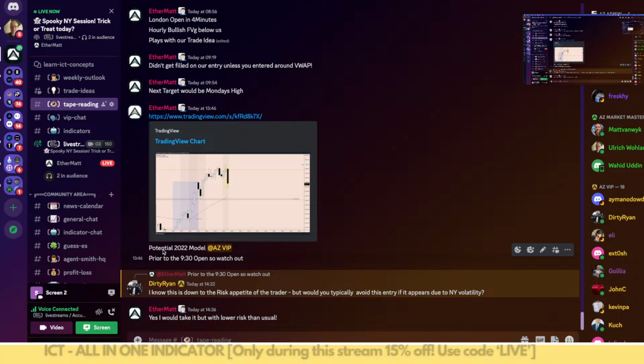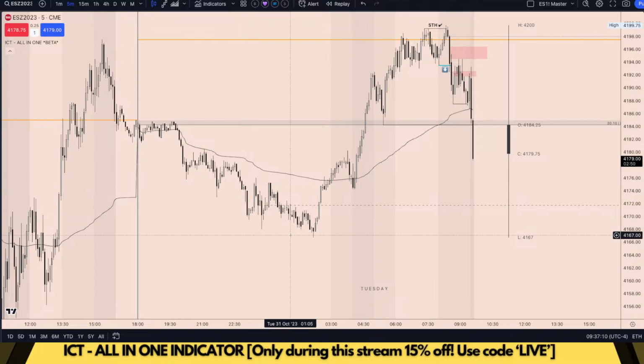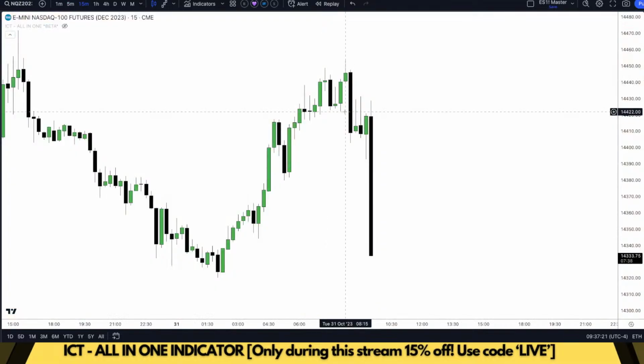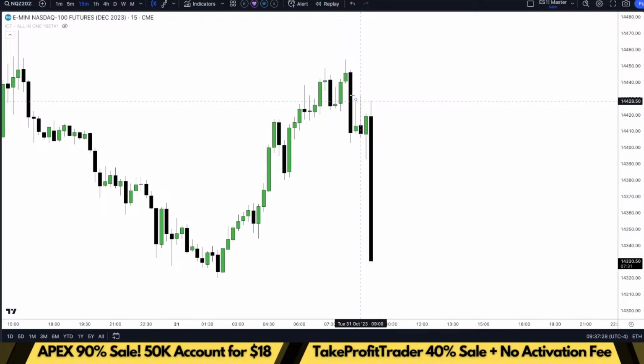And we see we keep on selling off after the 9:30 open, likely making this the accumulation, manipulation, distribution to the downside. Let's take a look at NQ here. NQ is doing that exact same thing, just dropping to the downside. At the beginning of the stream, we also talked about the 15-minute market structure shift, the retracement into the bearish fair value gap up here, and the continuation.